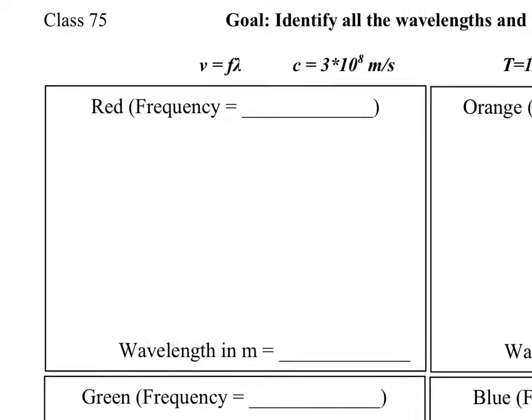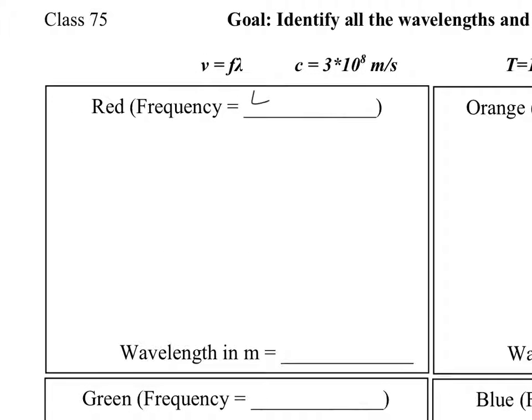For this class, we're identifying wavelengths and frequencies of different colors in the rainbow, which is just visible light. So we could choose any frequency and arrange for a given color. For example, for red light, one of the frequencies we could choose is 4 times 10 to the 14 hertz, because if you look at your electromagnetic spectrum chart, that falls in the range for red light.